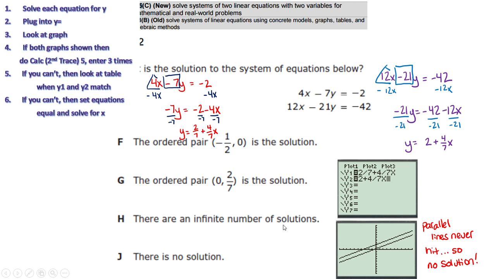Now, the only way you can get infinite solutions is if they were the same equation in both y1 and y2, and they drew the line right on top of each other. And a way you can double check this is if you go to your table, your y1s and y2s match all the way down. That's infinite solutions. And then for these ordered pair solutions, that's when we can do calc, second trace, 5, enter 3 times.